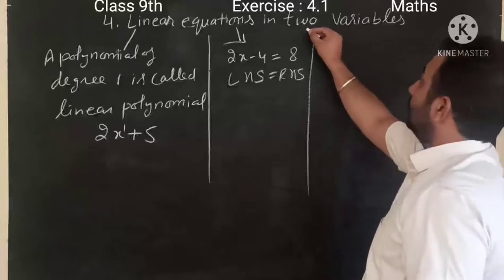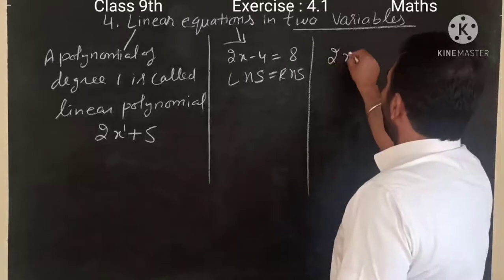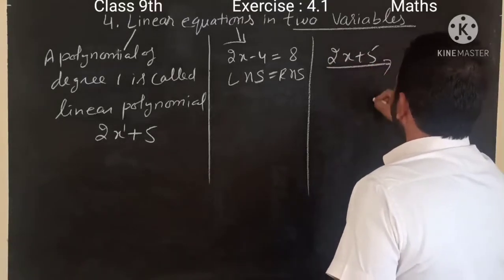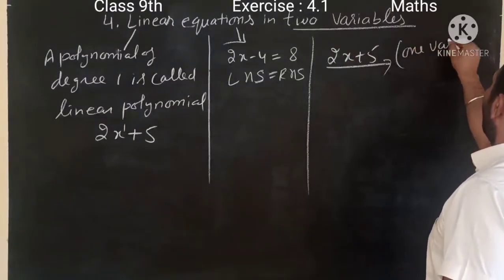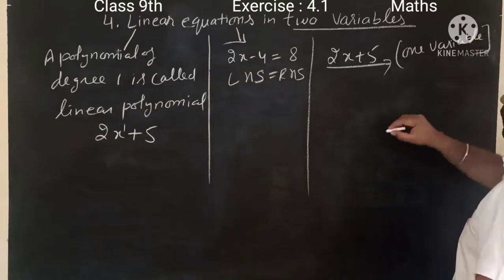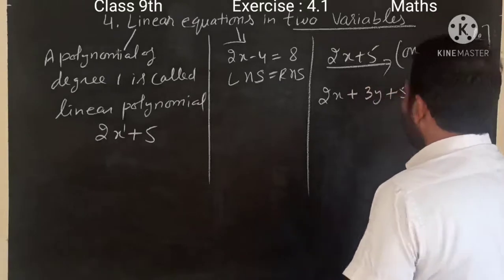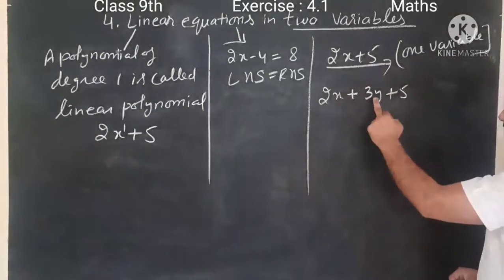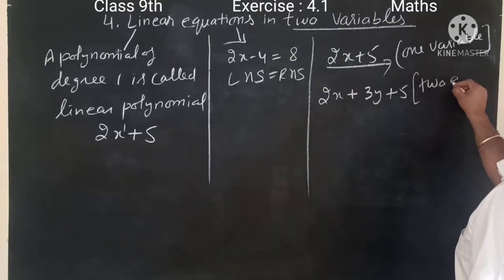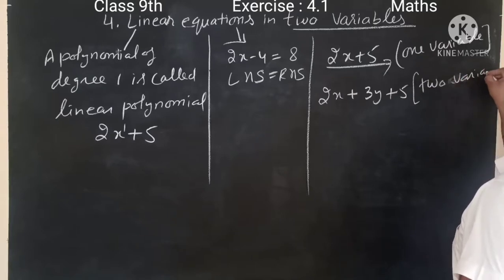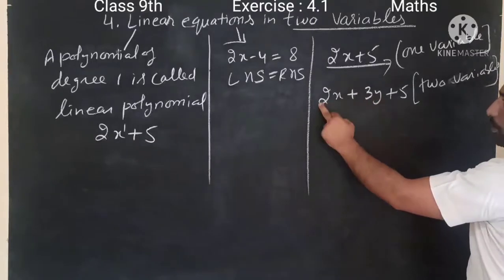And two variables. For example, I have 2x plus 5. Here we can see there is only one variable, that is x. I will write here one variable. If I write this equation like 2x plus 3y plus 5, now we can see there are two variables, x and y, so that is a two variable equation. Variables are those letters which come with the coefficients.